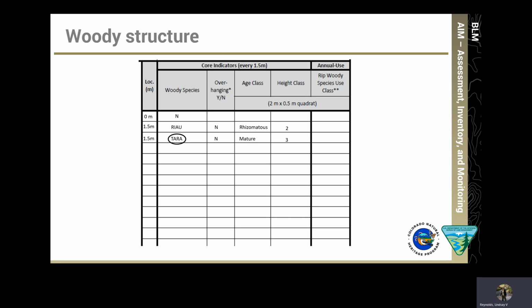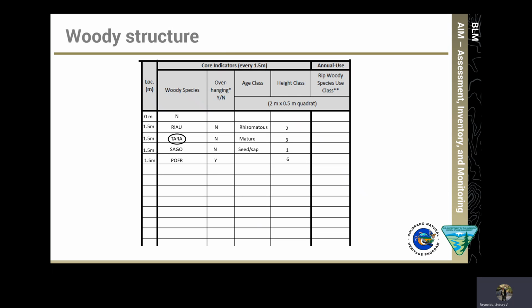The next individual is the dead tamarisk, so we circle its code. It's also rooted in, it's not just overhanging, and it falls into the mature age class category, and it has a height class of 3. Next, we have our Salix gooddingii. It's also rooted in. This one is small, it's a seedling sapling, and it has a height class of 1.